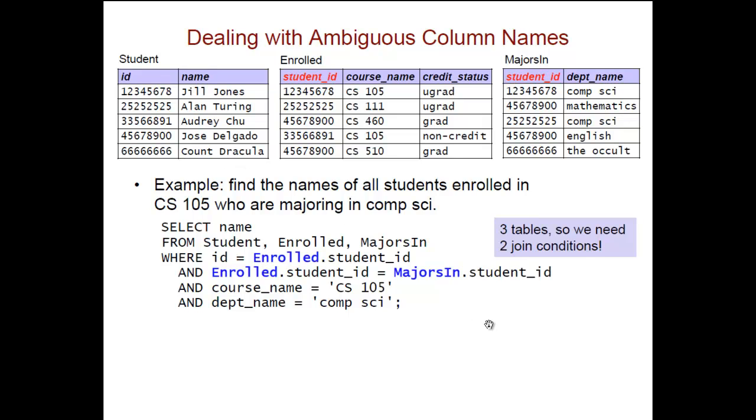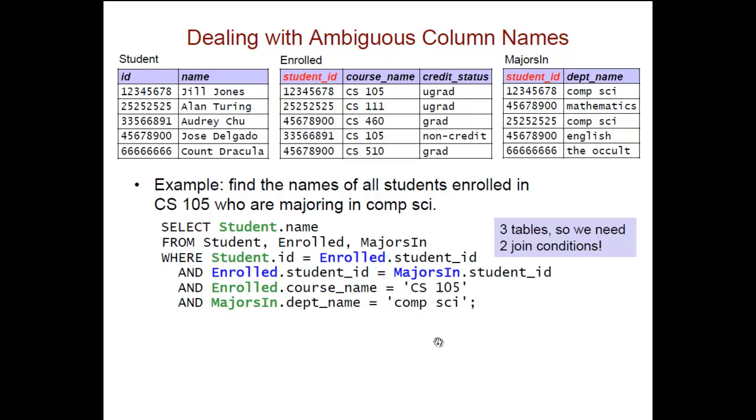Now, we have to use the table name in the three places that you see here, because otherwise there'd be ambiguity. But you can also add in the table name for other columns, just to make it clearer where they're coming from. So these green table names are not required, but they can still be used to make it easier to know where a given column is coming from.